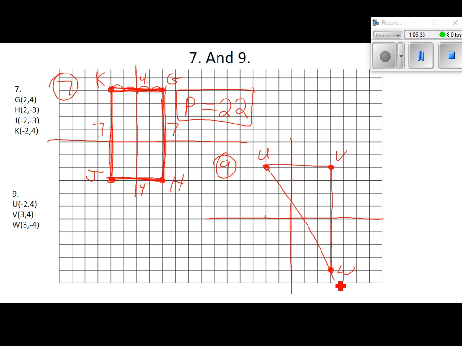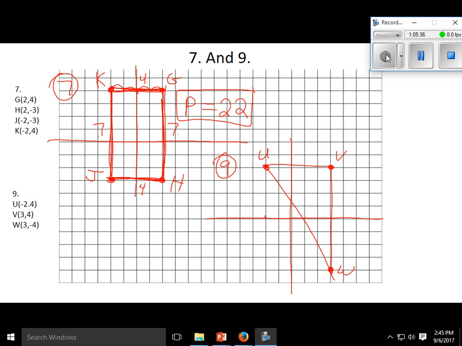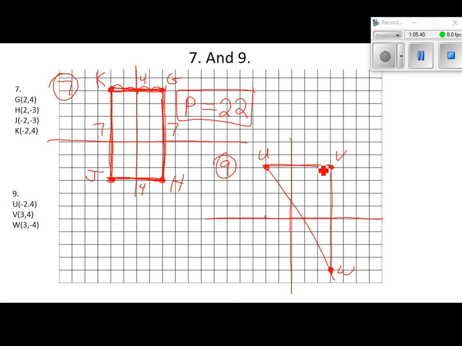Again, nice thing about this triangle, UV, this segment up top, is horizontal. All we got to do is count. 1, 2, 3, 4, 5. So that side's 5. VW, that side of the triangle, is vertical, so all we got to do is count. 1, 2, 3, 4, 5, 6, 7, 8. So it's 8 units long.